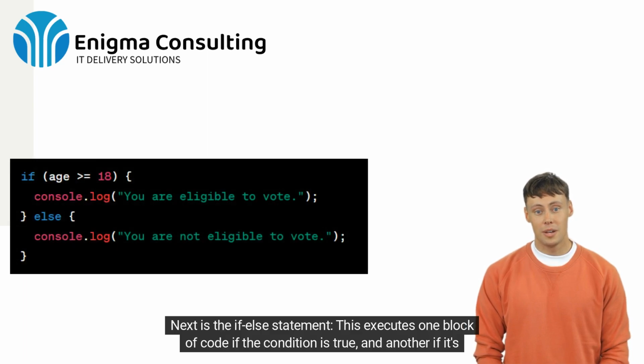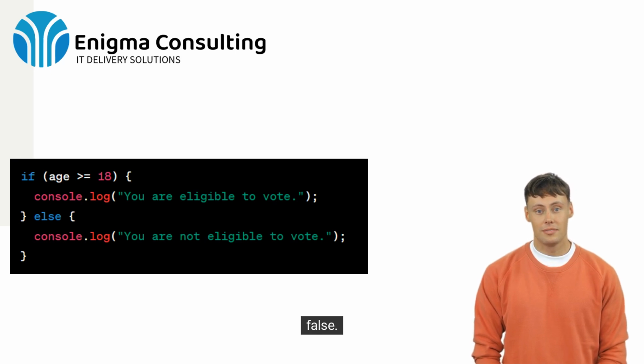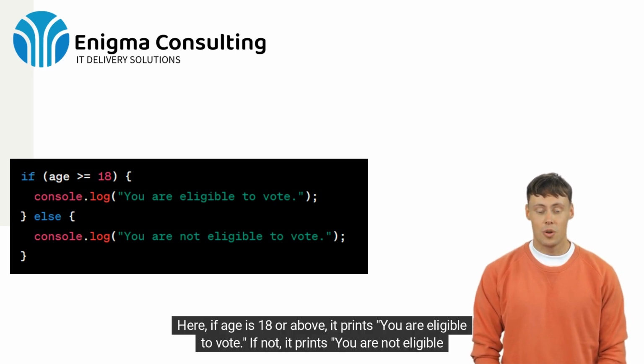Next is the if-else statement. This executes one block of code if the condition is true, and another if it's false. Here, if age is 18 or above, it prints, "You are eligible to vote." If not, it prints, "You are not eligible to vote."